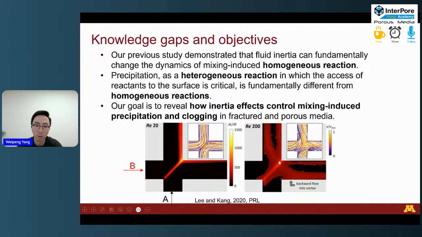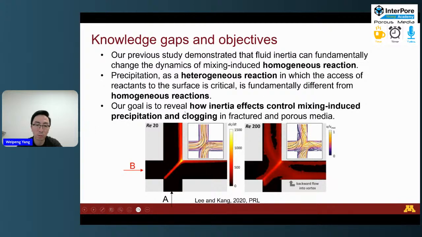There's emergence of a second reaction stream. This is because if you take a look at the streamline, you can see there's a more complicated streamline. There's also this kind of vortex that significantly enhances the homogeneous reaction. But precipitation is a heterogeneous reaction, in which the access of the reactant to the surface is critical, which makes it fundamentally different from the homogeneous reaction.